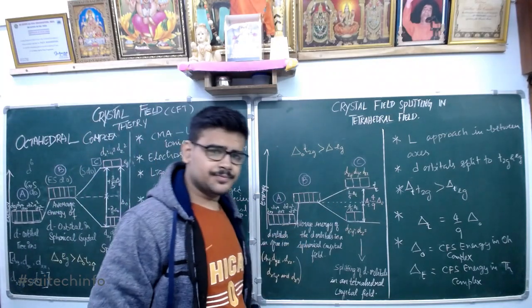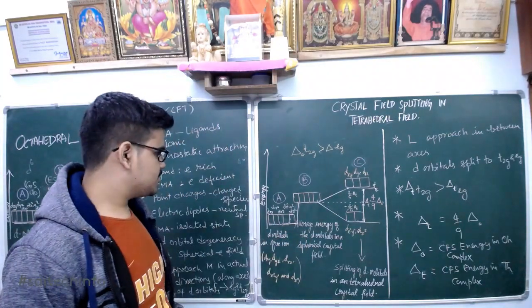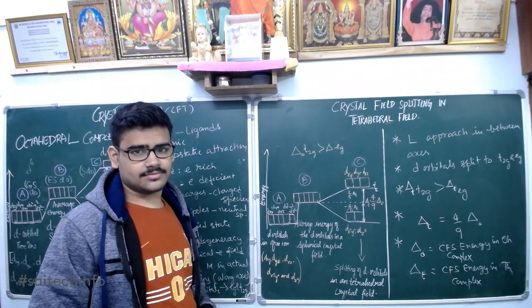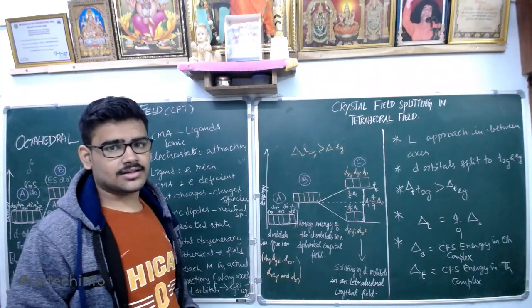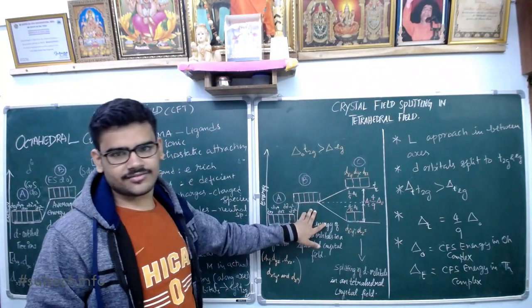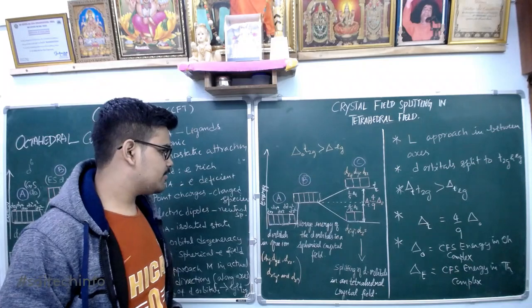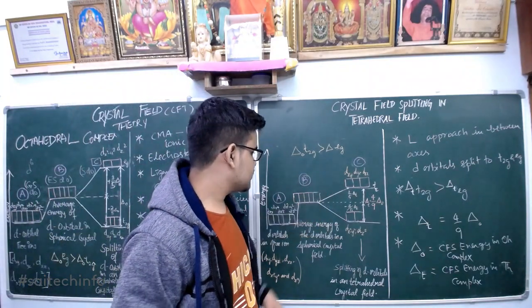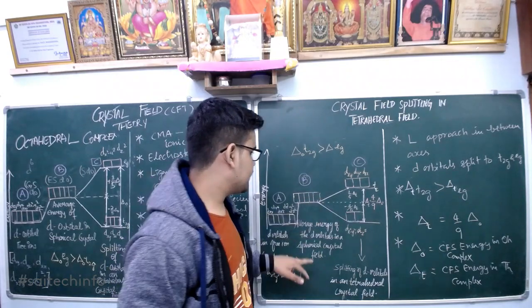Actually, there are 3 stages: stage A, stage B, stage C. Stage A is before the approach of the ligands, the ground state. Stage D is the excited state of all the degenerate orbitals, that is when the ligand comes much closer. Splitting of degenerate orbitals.